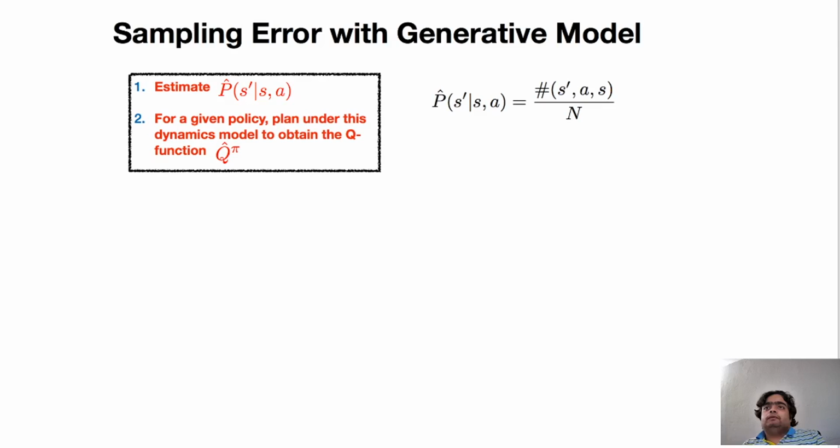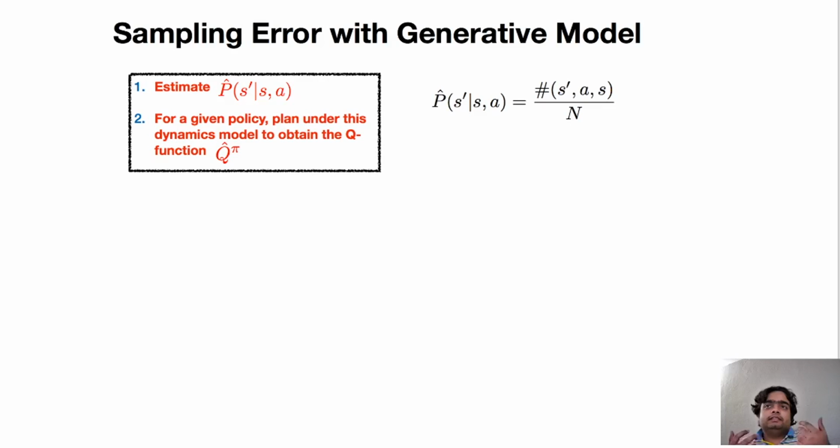So the first part, let's start with sampling error under the generative model assumption. Just to recall, what that means is we estimate p hat of s prime given s, a using ratios of counts, where n is the number of times you queried the true dynamics for s comma a, and the count of s, a, s prime is the number of times you actually observed s prime coming out of your true dynamics model as the sample.